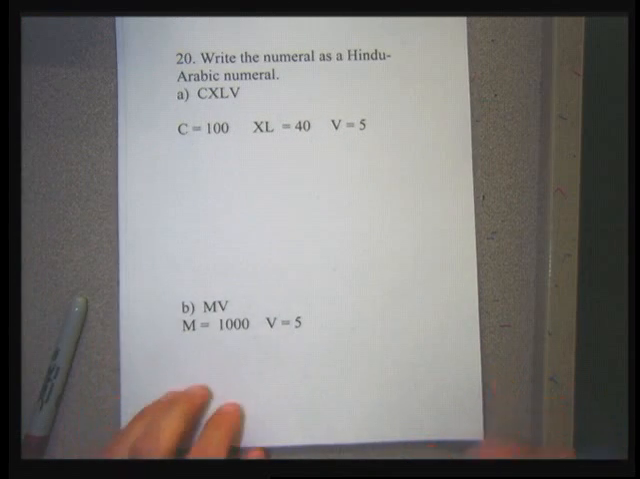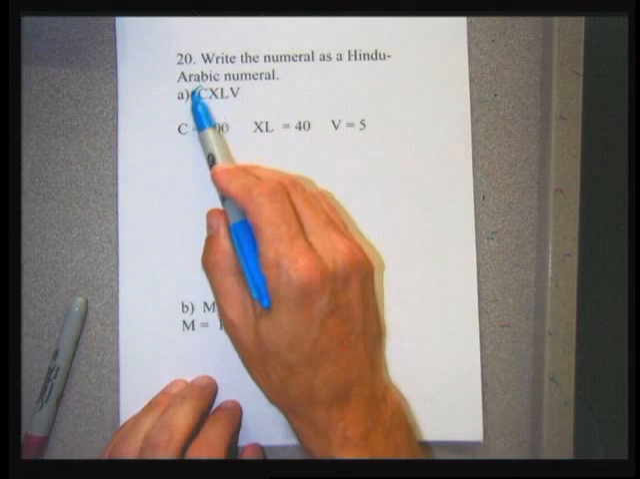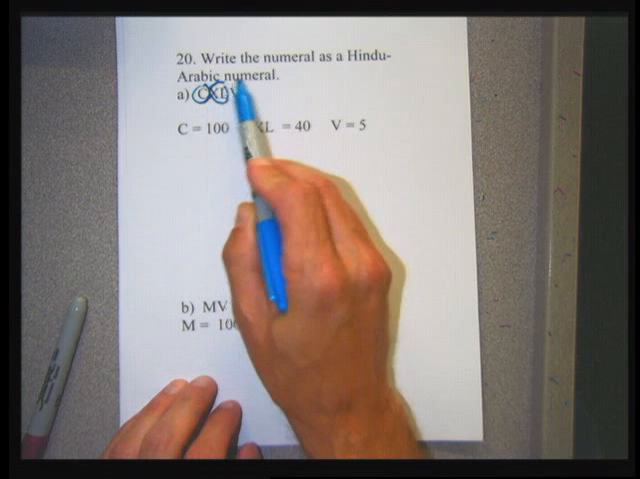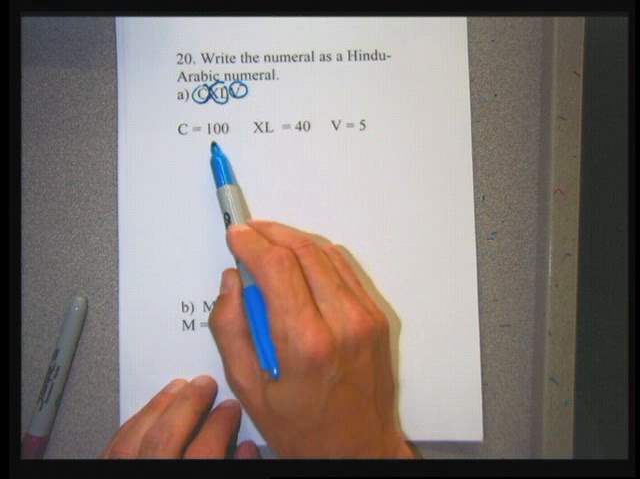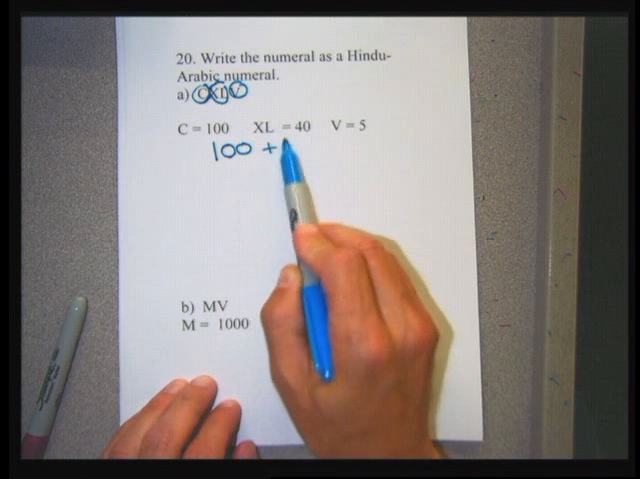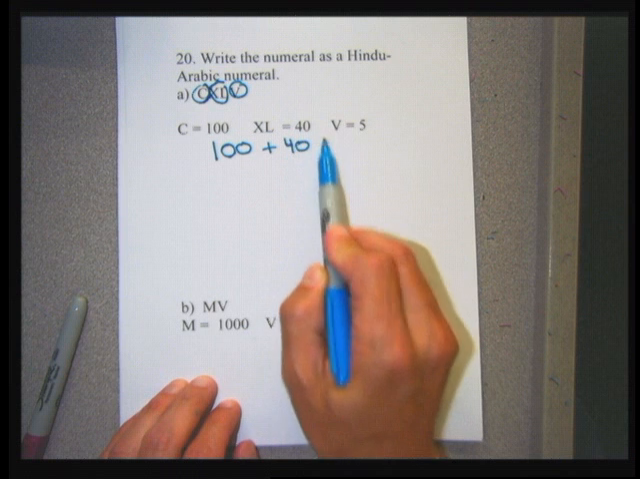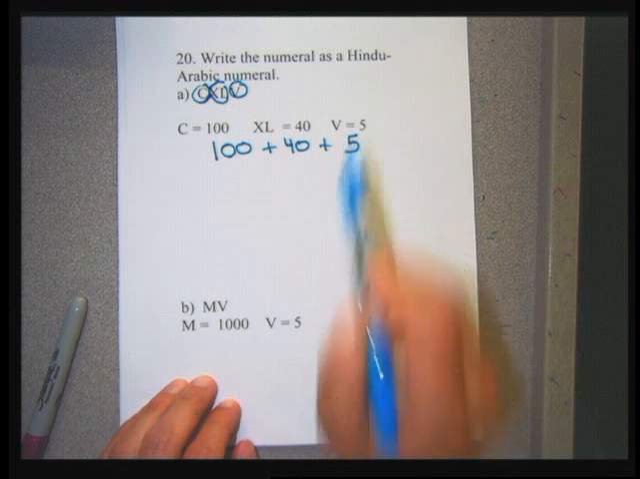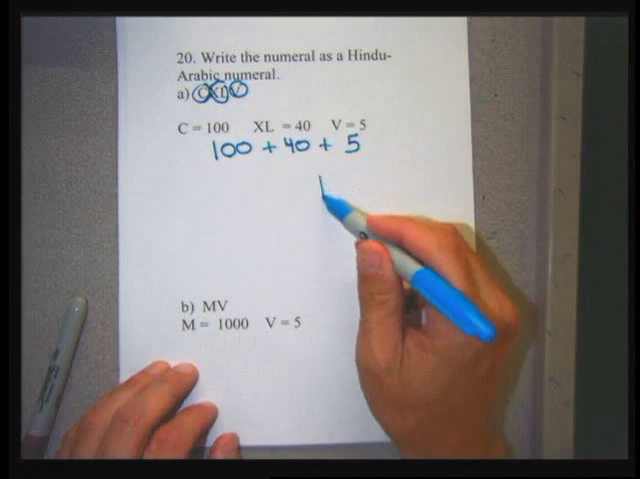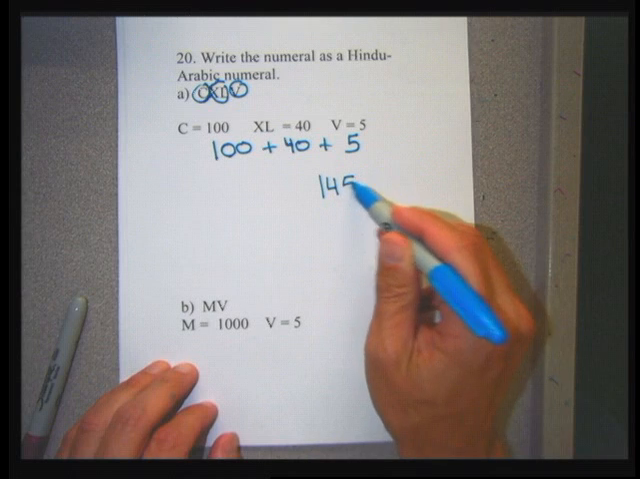So for this particular problem, I see a C that I can leave alone. The XL needs to be bound together, and then the V. The C stands for 100. The XL that needed to be bound together stands for 40. And the V, which was allowed to be written by itself, stands for 5. I'm going to just add up those numbers, and I'll get the regular number for the Roman numeral. It's going to be 145.